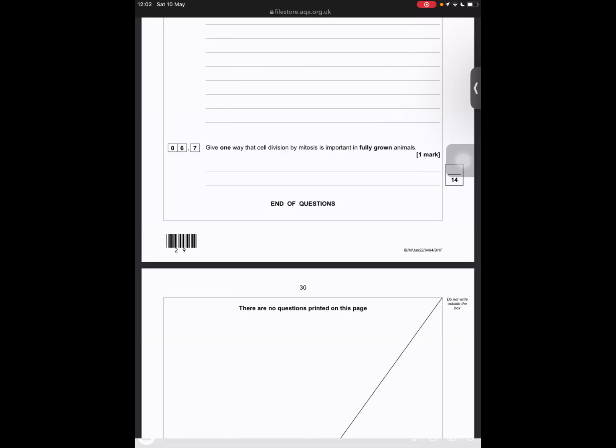So what does the marking scheme say? Yes, repair of tissues or replacement of cells. Okay, all right. Replacement of cells. Okay, let's move on. That's the last question. Oh, wow, excellent. And we did it exactly in 2 hours. Perfect. Okay, that's good.